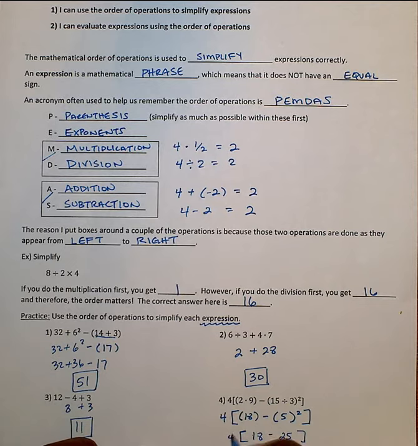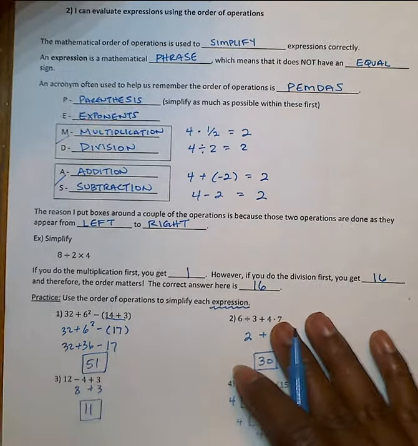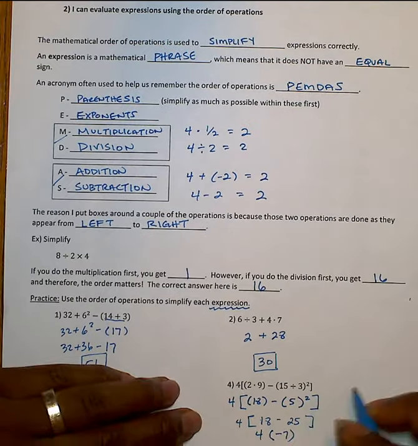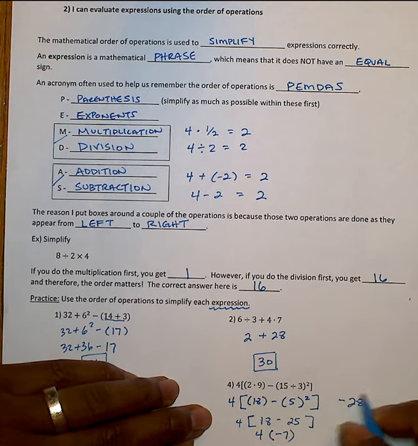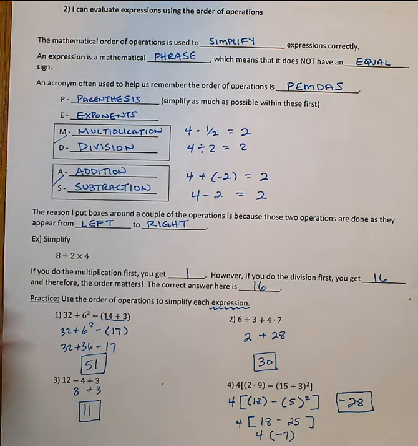That is negative 7. So now we have 4 times negative 7. A positive times a negative is a negative. And so our answer then will be negative 28 for this problem. Alright, so some order of operations there. Pretty simple.